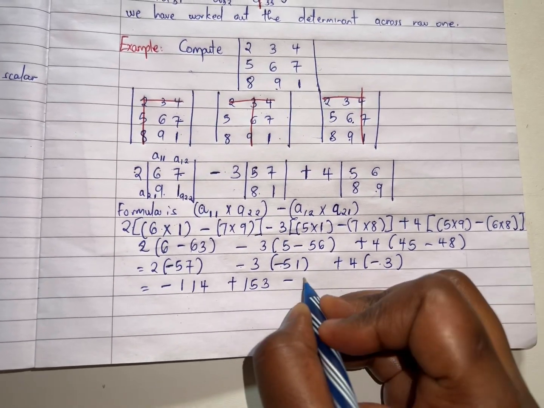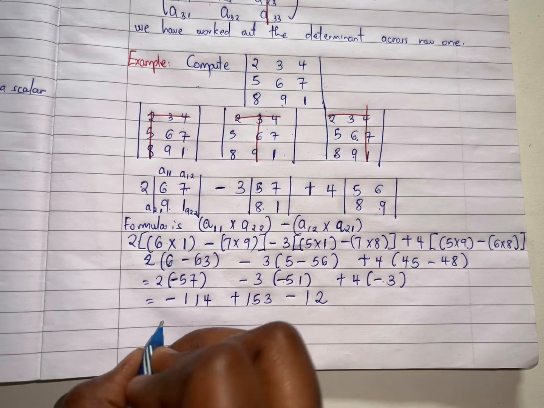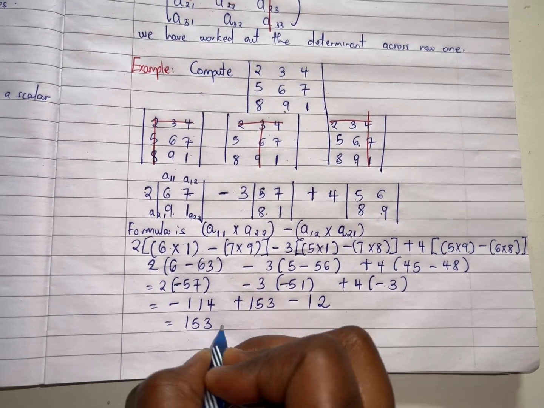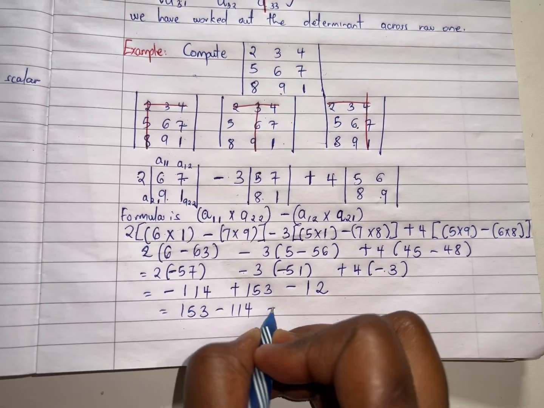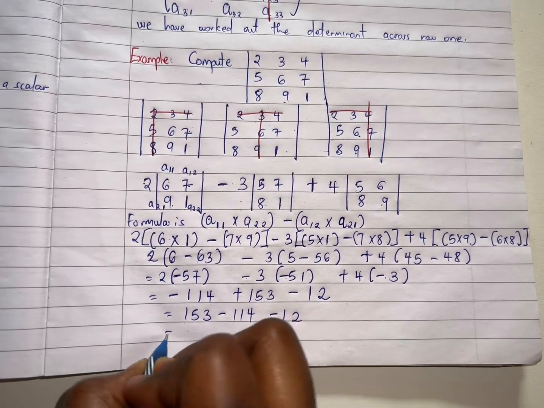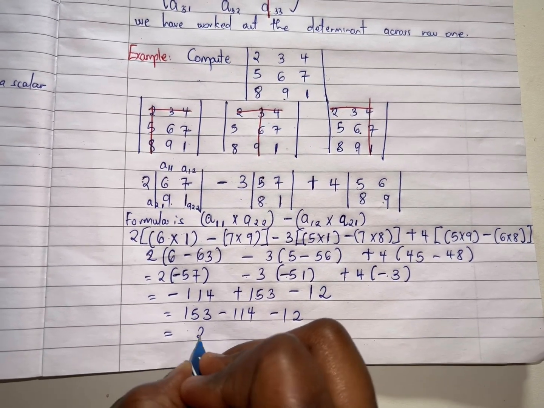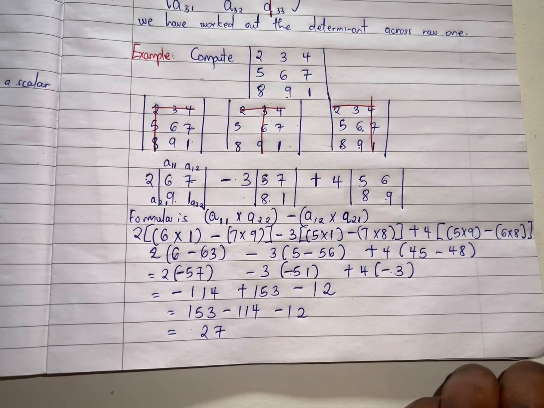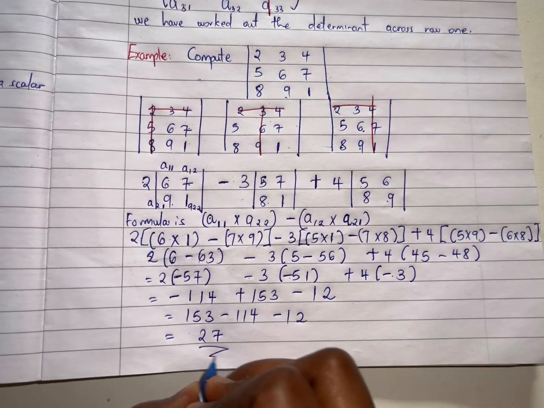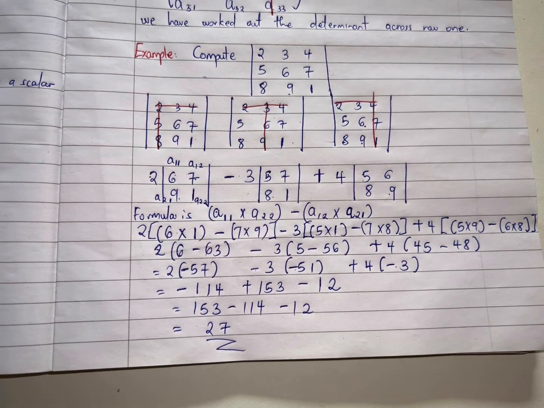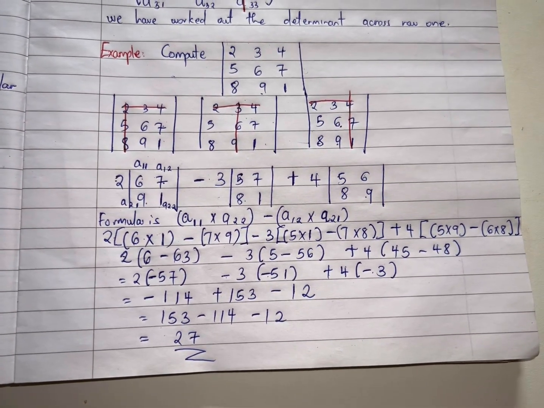Okay, positive times a negative is a negative, so that's negative 12. So we're having 153, we rewrite the minus 114 minus 12. Our answer should be 27, right? Hope you've understood. So should I give you another exercise, like an example?